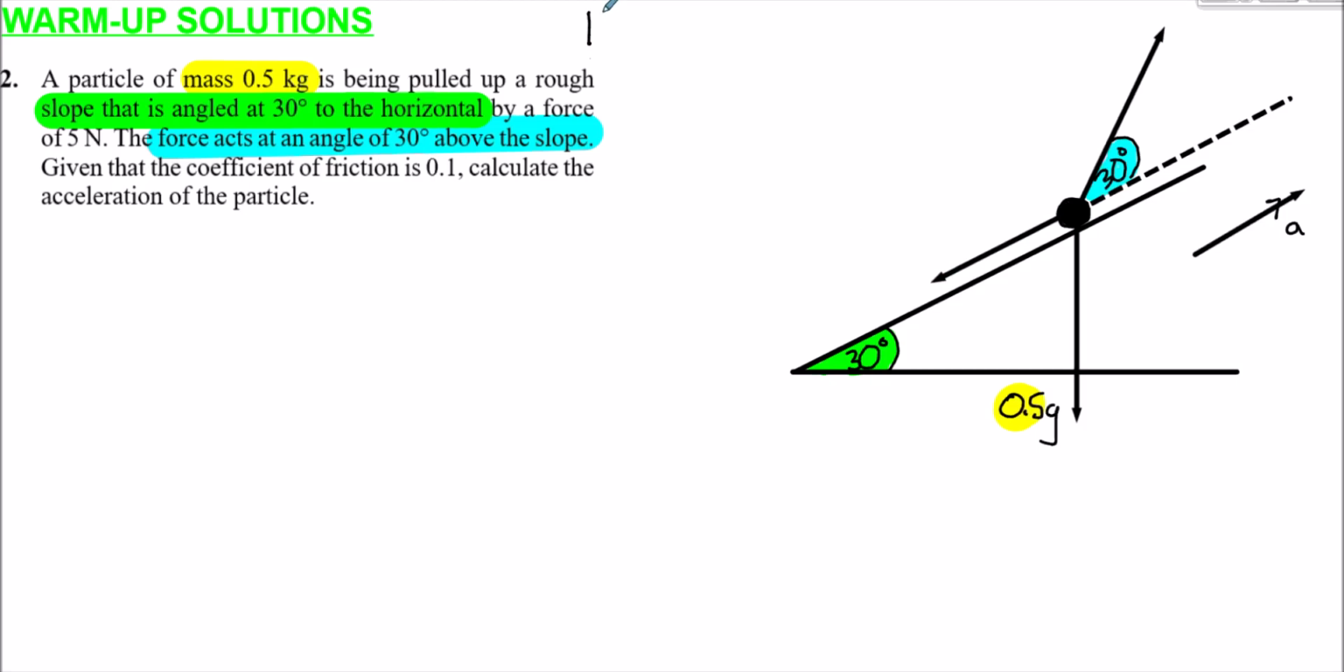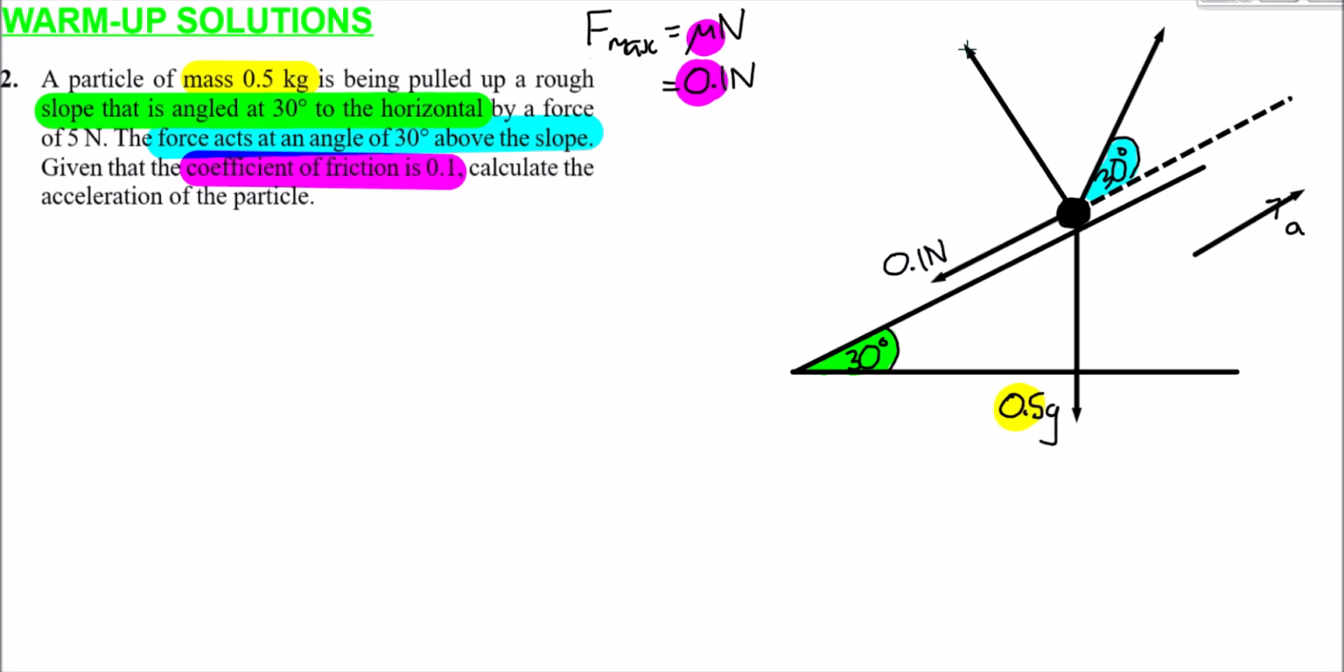You need to remember that F max is mu n, so in our case it's going to be 0.1 n, because we've been told that the coefficient of friction is 0.1. So we can now add this in, so it's going to be 0.1 n going down the slope. And the normal reaction will be going perpendicular to the slope. So already this is quite a nightmare, but we just need to carry on.